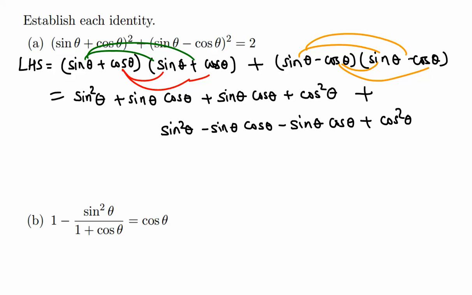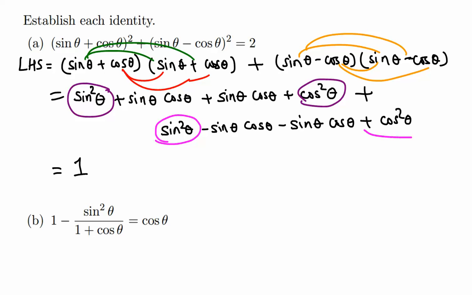This negative times negative is positive. Now let's simplify. Sine squared plus cosine squared, we know that sine squared theta plus cosine squared of the same angle theta is 1. So this sine squared theta plus cosine squared theta, we can write as 1. Similarly here, sine squared theta plus cosine squared theta is also 1.